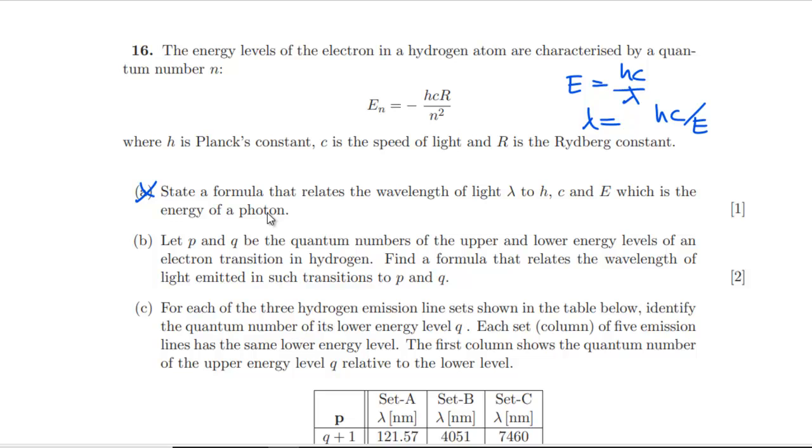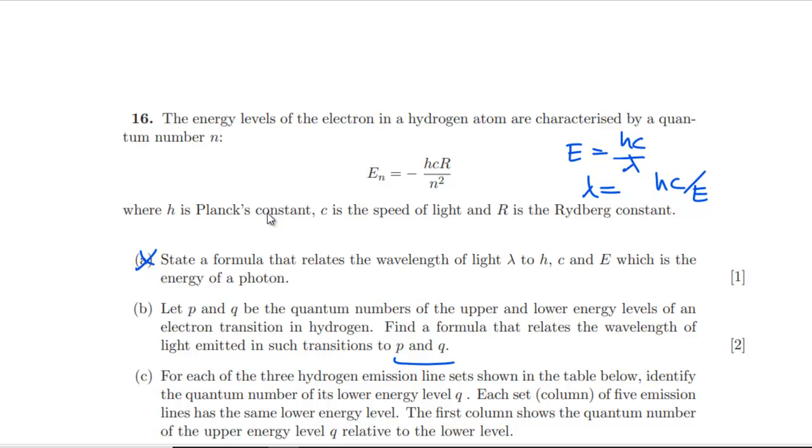Let P and Q be the quantum numbers for the upper and lower energy levels of an electron transition in hydrogen. Find a formula that relates the wavelength of light emitted in such transitions to P and Q. Right, so we want to get lambda as a function of P and Q. We don't have a lot of space for doing all of this, so maybe I'll scroll up. There, we've got space at the top.